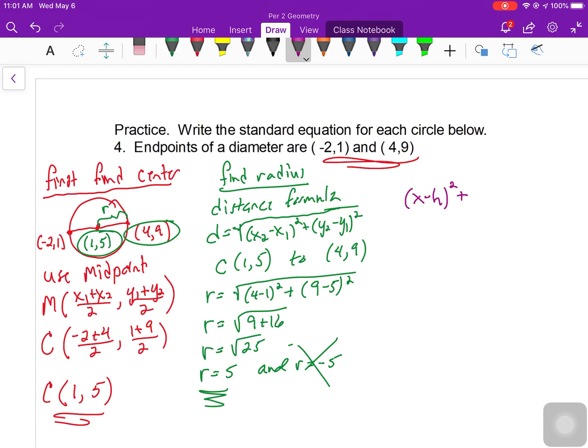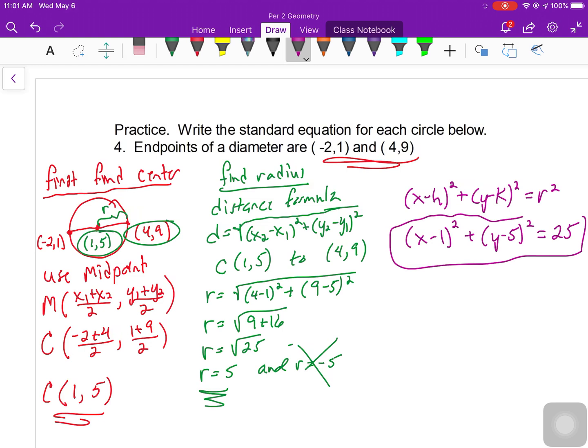And now finally comes the time to write the equation. So our standard form is going to be x minus the h squared plus y minus the k squared equals the r squared. We have to use the opposite of the center point. So x minus 1 squared and y minus 5 squared. And then we have to square the radius. So when we square 5, we get 25. So this would be our equation.